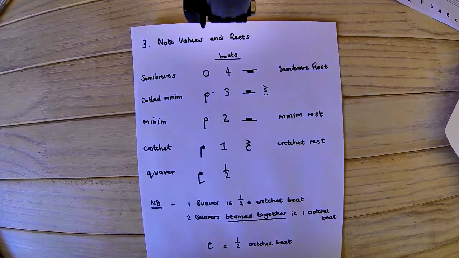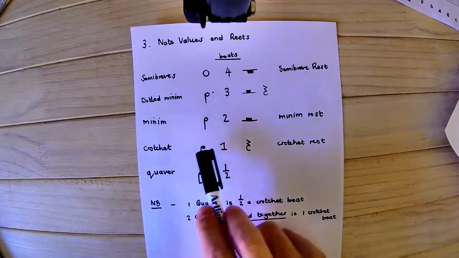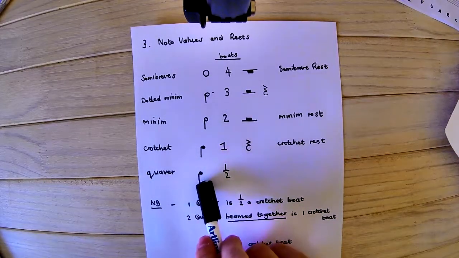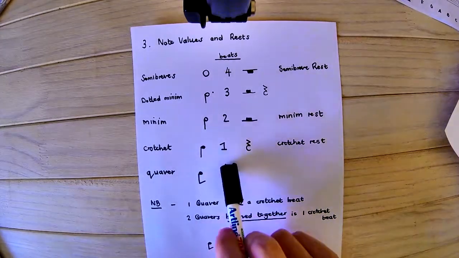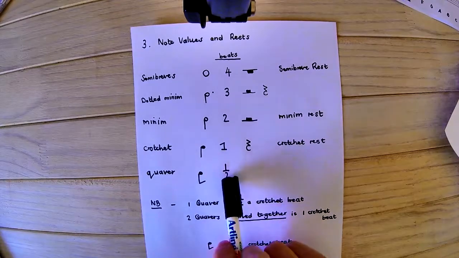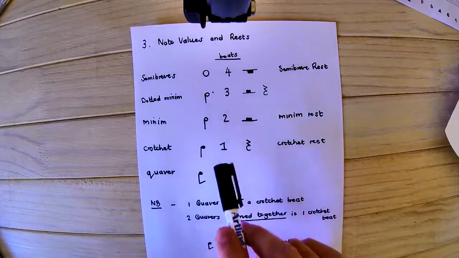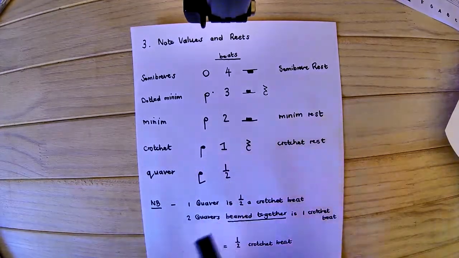Then we have the quaver note, and the quaver note is a crotchet, but with a little flag or a little tail on the note stem, and it counts half a beat. One of these quavers counts half. Now don't get confused, because quavers usually like to hold hands.